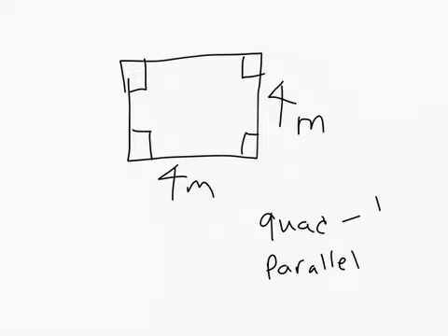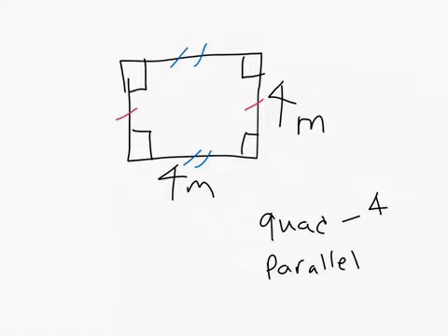Quad meaning 4, parallel meaning that opposite lines, so here and here, will never touch, and here will never touch. Now, since my drawing's not perfect, that's not true, but in any real parallelogram, they will never touch. Opposite sides will never touch. And in a square, all 4 sides of your quadrilateral or parallelogram are the exact same length.